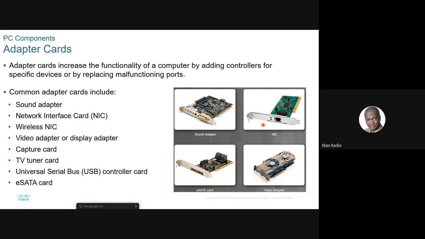This is the adapter card. If you want to use the internet on your PC, you must buy a network interface card. If you want to play videos or games, you must buy a game card or TV card or anything you want. As extra, you can buy and plug it in your PC in the expansion slot. You can also read this one, very important.